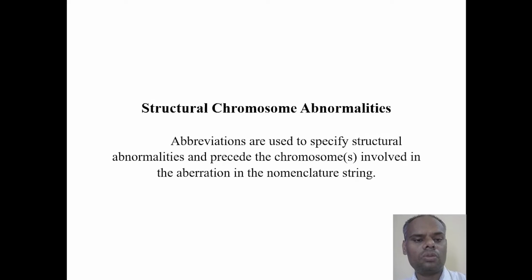In structural chromosome abnormality, aberrations are used to specify structural abnormalities and precede the chromosome involved in the aberration nomenclature string. Deletion results in loss of a chromosome segment, where terminal deletions are caused by a single break with loss of the segment distal to the break. There can also be interstitial deletion, which results from two breaks in a chromosome, loss of the intervening segment, and reunion of the breakpoints.